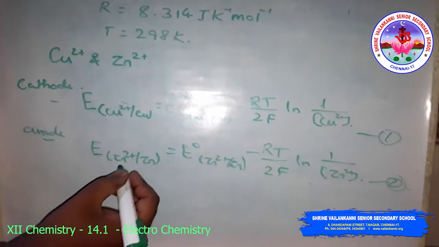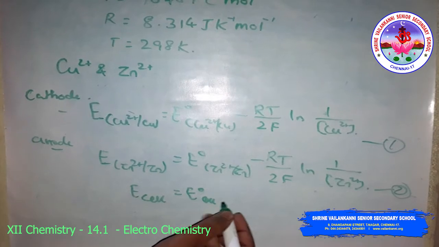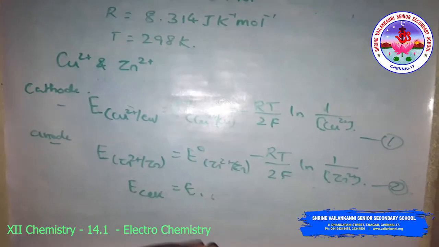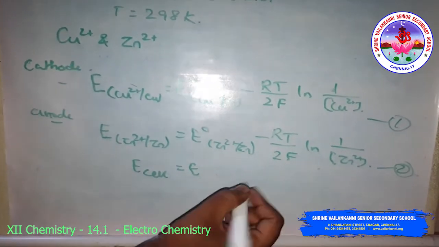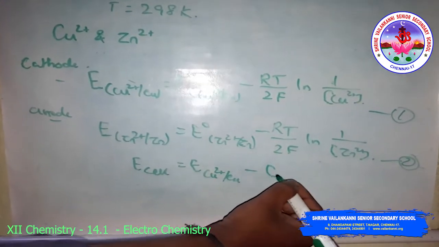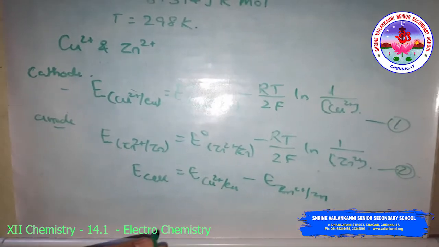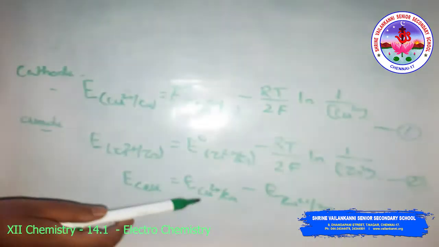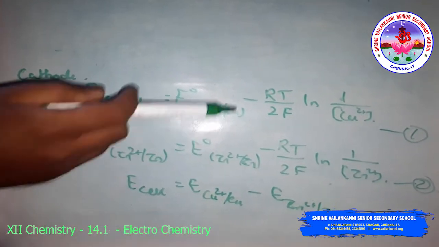Okay, so this is equation number 1 and this is equation number 2. For the cell potential, E cell is equal to E cathode minus E anode, that is E Cu2+/Cu minus E Zn2+/Zn. Now, E Cu2+/Cu is this, and E Zn2+/Zn is this value. So substitute these two values in this equation.